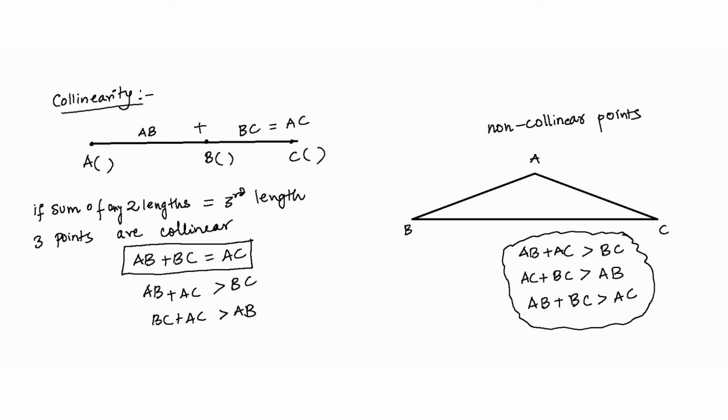So let us take up some questions based on coordinate geometry now, especially applying the distance formula to calculate the nature of the different shapes. Let us take up the first question. Show that these points with the coordinates are collinear.